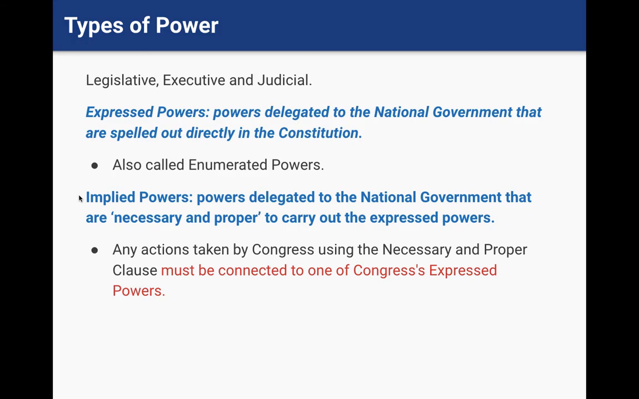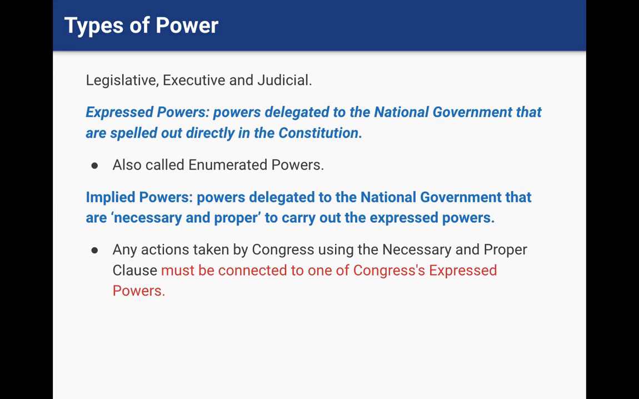But as a part of Article 1, Section 8, you also have another type of power that gets added, and that's implied powers. These are powers that are delegated to the national government that are necessary and proper to carry out these express powers. This is through something called the Necessary and Proper Clause. And really what this does is it kind of expands the express powers in the way that if it's related to carrying out one of those express powers, then Congress is going to be able to do that, right? Because it's necessary and proper for carrying out those express powers.